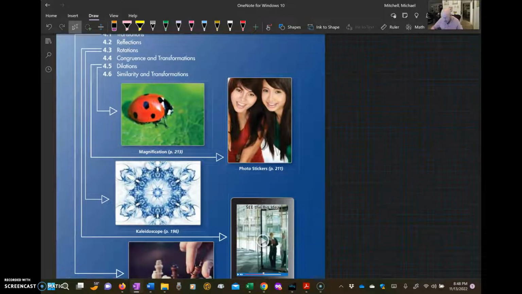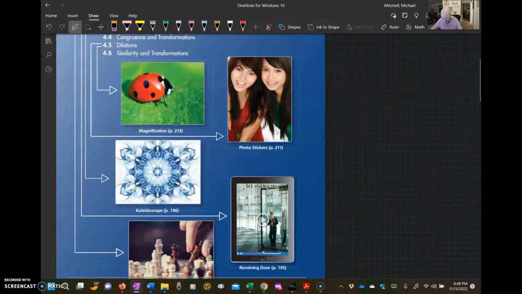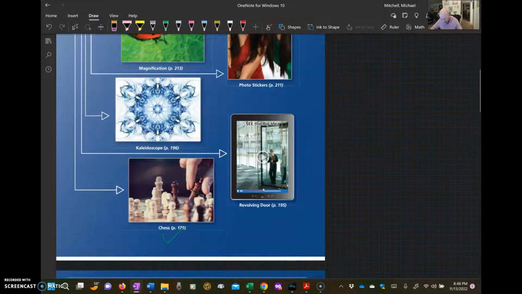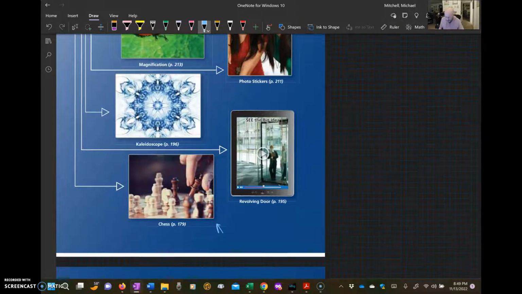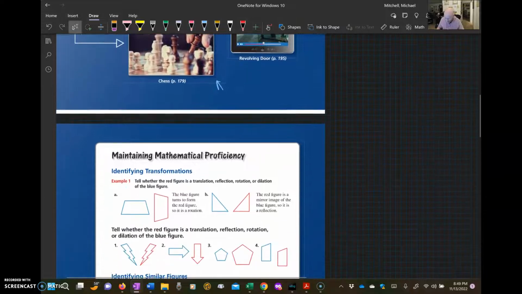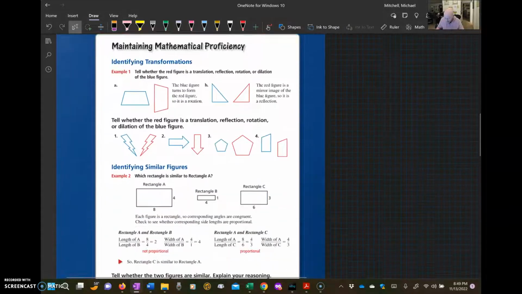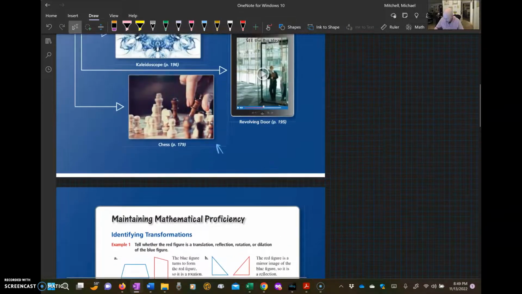Kaleidoscope here, this has some rotational symmetry in it, as does the revolving door, has a rotation in it. The chess pieces, those move like a translation. You can describe how they move in X and Y directions. So let's get on with it. We're going to relate to these in a minute.